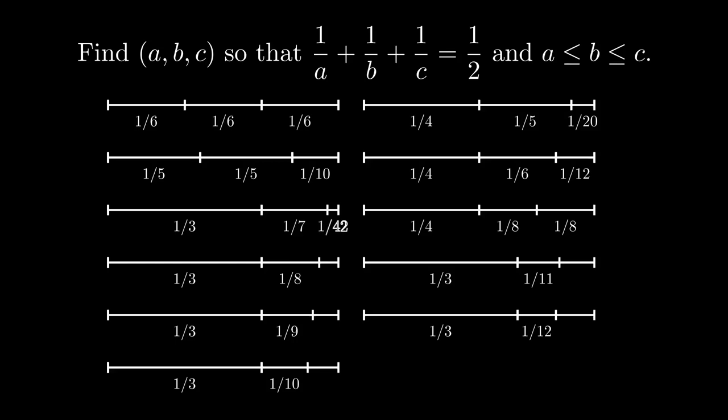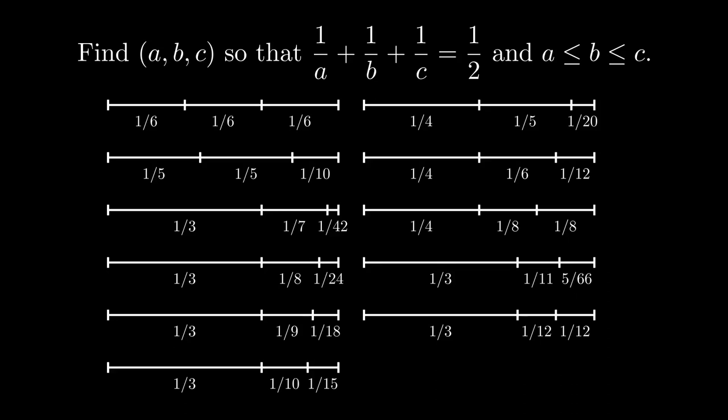Now we can compute what's left over. So when B equals 7, we've got a 42nd left over. When B equals 8, we've got a 24th left over. When B equals 9, we've got an 18th left over. When B equals 10, we've got a 15th left over. When B equals 11, we've got 5/66 left over, and when B equals 12, we've got a 12th left over. Now that 5 over 66 is no good because there's no choice of C, so that 5 over 66 is equal to 1 over C.